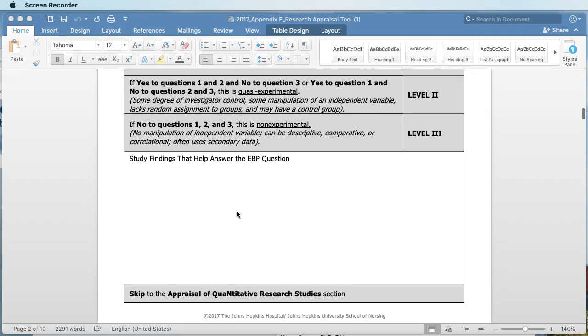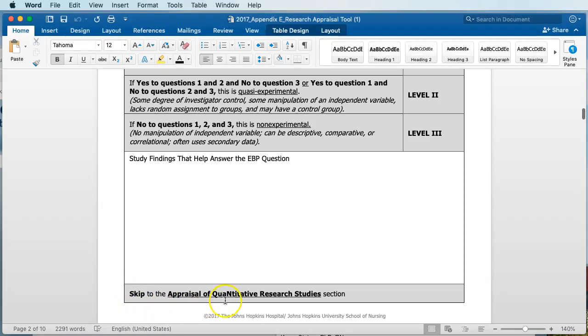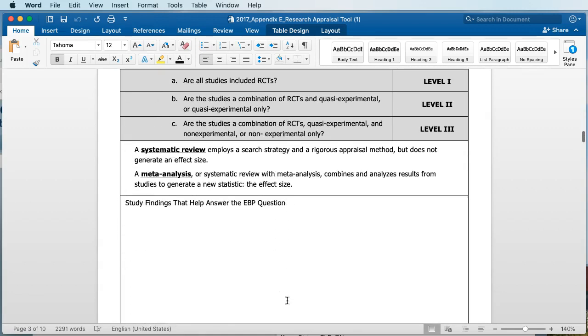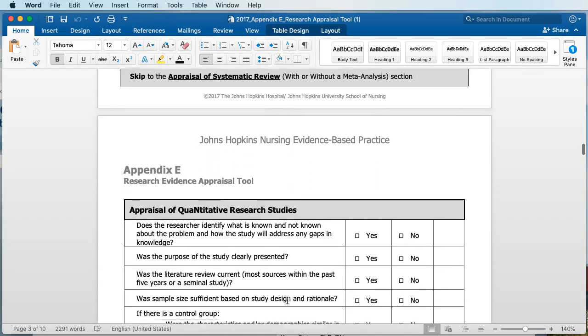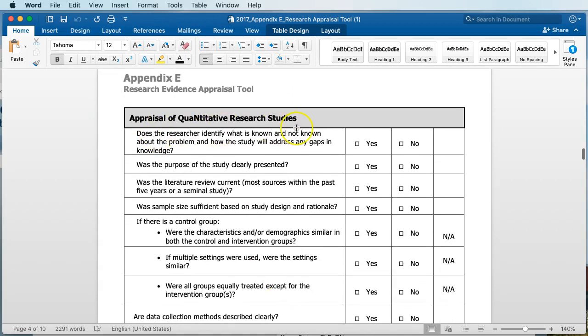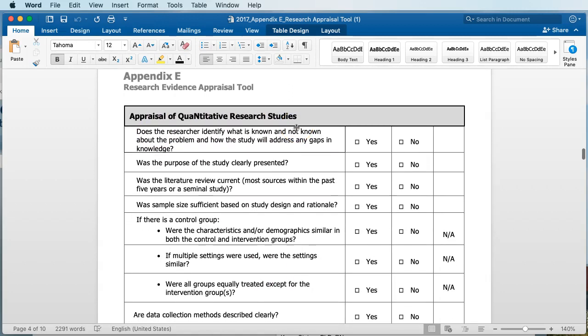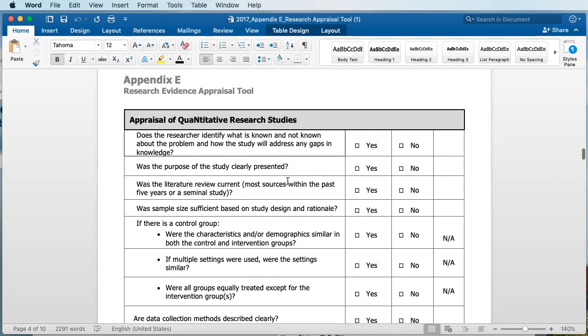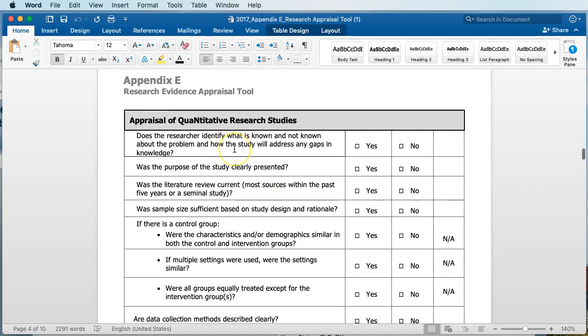Now you skip to the appraisal of quantitative research studies section. So I skip to appraisal of quantitative research studies, this section. And as we went through in class, you have to go through and answer each of these questions. So, does the researcher identify what's known? Is the purpose of the study clear?